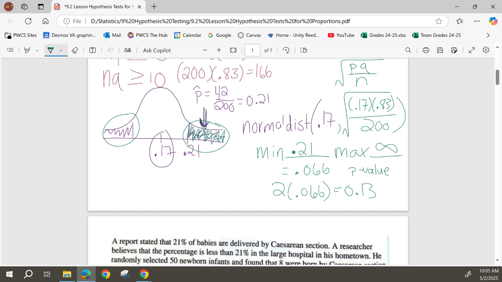So a 13% chance that my sample turns out this way if the true proportion of kids that are obese is 17%. 13% sounds low, but it's actually pretty high. If I added 13% to your grade right now, you'd be pretty pumped up about that. So it's not nothing, it's not insignificant.